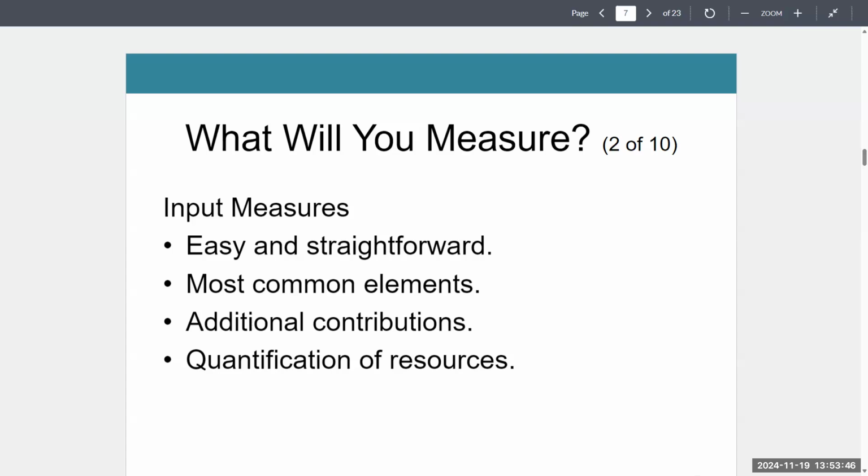So let's discuss a little bit of input measures. They are the foundation of any evaluation plan, and they measure the quality of the resources invested into a program or a campaign. Think of them as ingredients of a recipe that are essential for achieving the desired outcome.